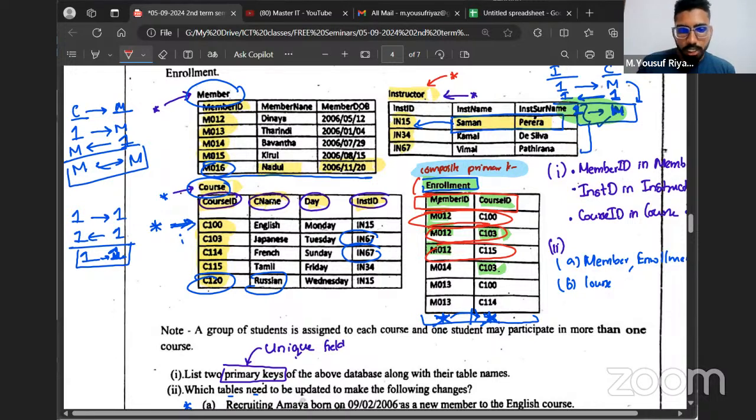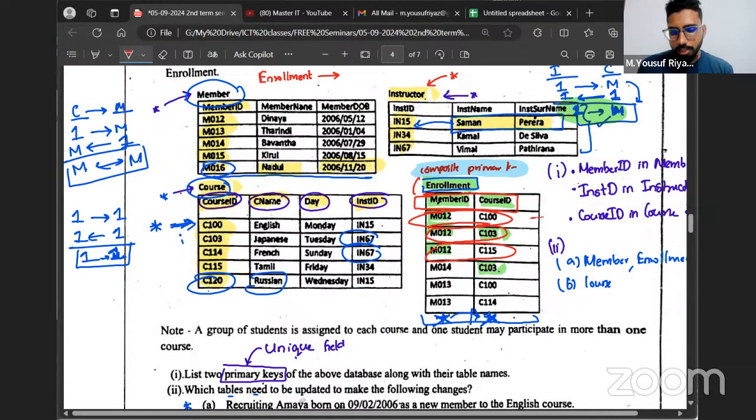Exactly. The first table you'll go and check is the enrollment table. Without checking the enrollment table, you will not have a lead. In the enrollment table, you will find two data, the member ID and course ID. Using that, you might find who is a member.